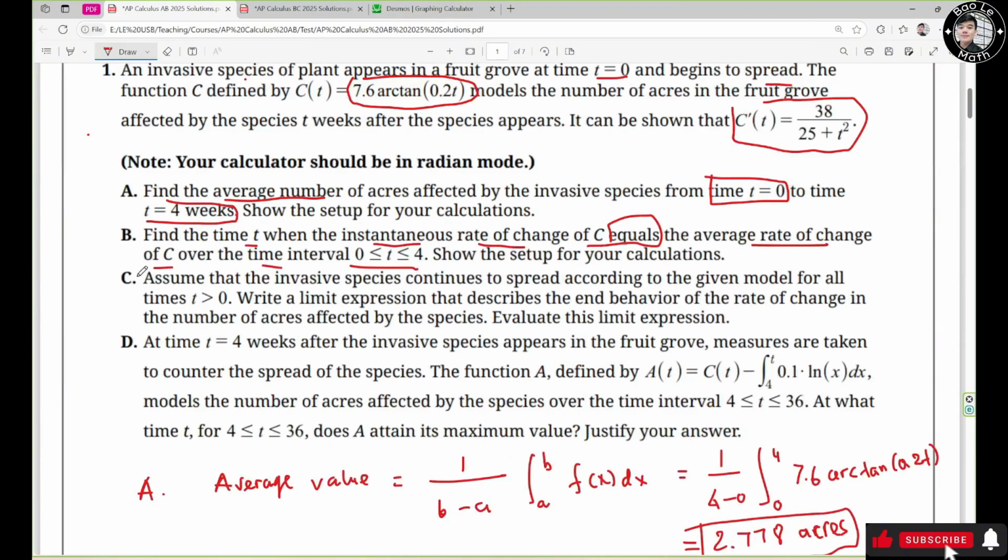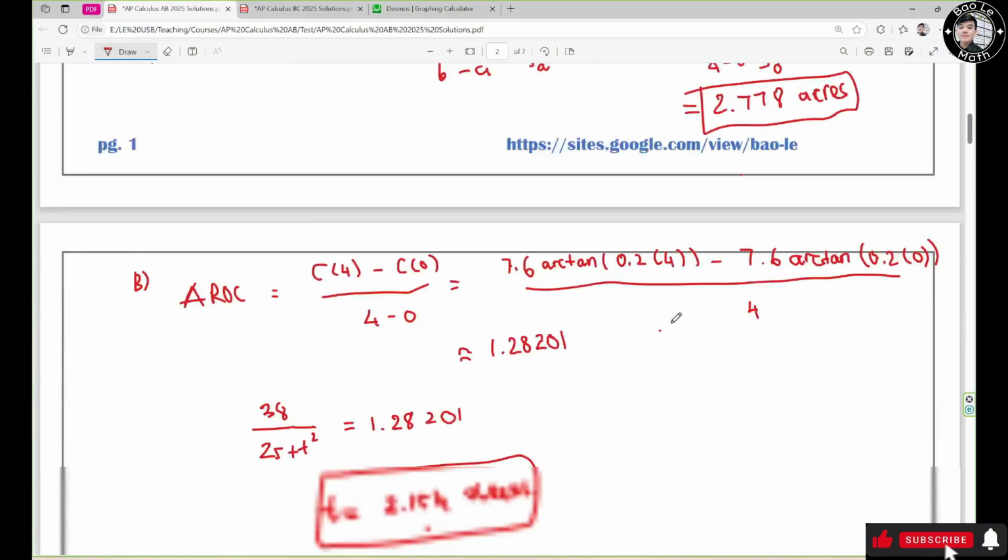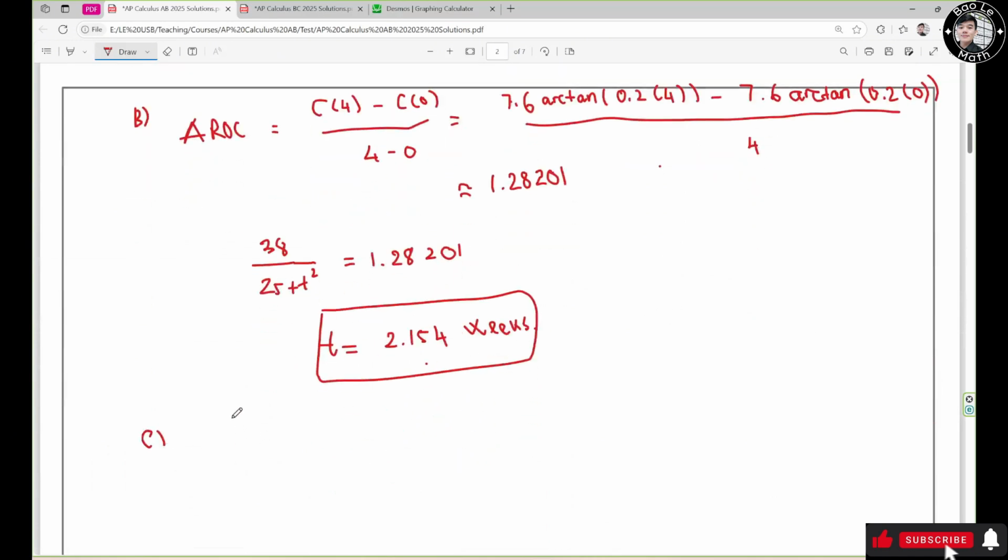Alright, let's move on to question C. Assume that the invasive species continues to spread according to the given model for time t greater than 0. Write a limit expression that describes the end behavior of the rate of change in the number of acres affected by the species. Evaluate this limit expression. Question C is very simple. It's going to be the limit of C prime of t when t approaches infinity.